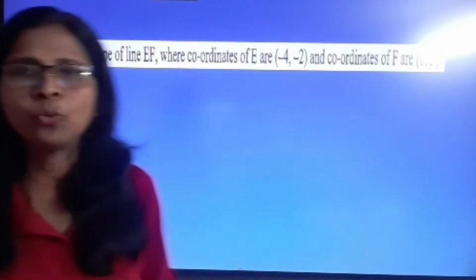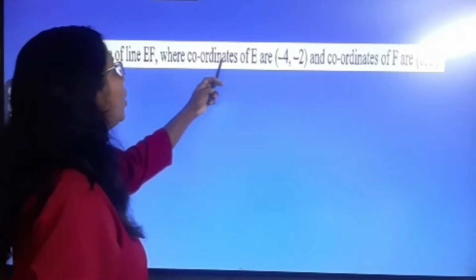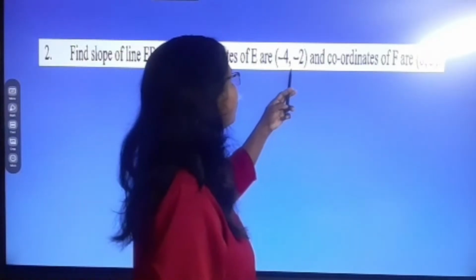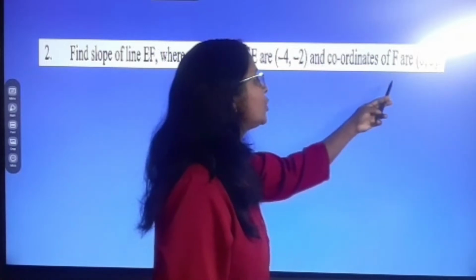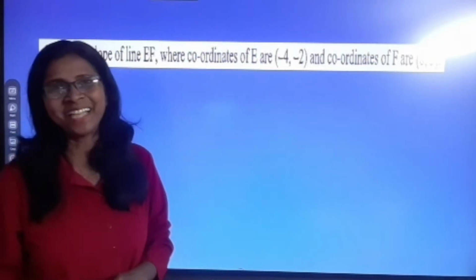So now the next question, that is the second question: find the slope of the line EF. Coordinates of E are -4, -2 and coordinates of F are 6, 3. Okay, very easy example, students.